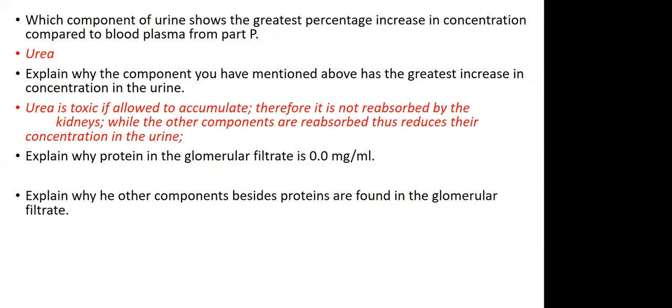So here we are. I think I've elaborated on that. Then explain why protein in the glomerular filtrate is at 0.0. Yes. The proteins have bigger molecules, so they can't be filtered out in the glomerular filtrate. So the proteins are large in size, so they cannot be filtered out.